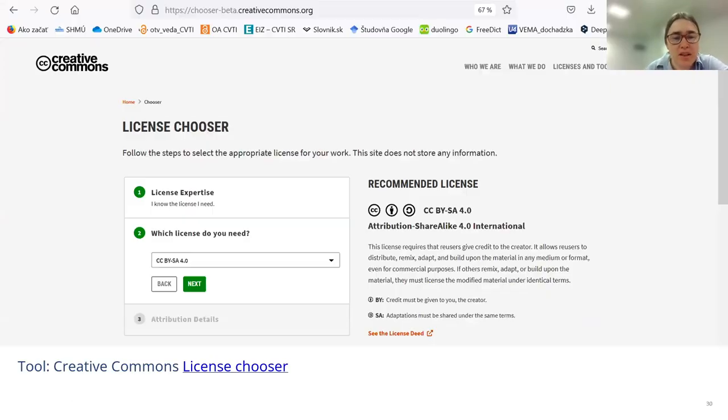Here's the tool, Creative Commons License Chooser, which can help you if you are not sure. And you can see all the forms, the simple text, and also the notifications. So different types. This is the CC BY share-alike license. You give credit, you allow reusers to distribute, remix, adapt, build upon the material, even for commercial purposes, because it's not non-commercial. And if others remix, adapt, build upon the material, they must license the modified material under identical terms. It may be a problem when you combine this kind of source with CC BY, but it's the decision of the author.